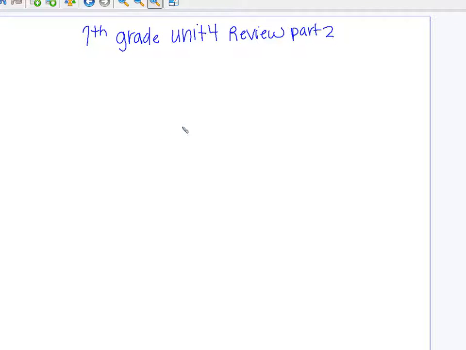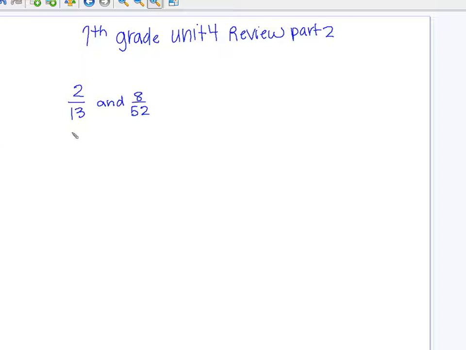Okay, this is going to be the 7th grade review part 2, and we worked on just answering are these ratios or are these rates that were given to us proportional. So let's start with something like this: 2 over 13 and 8 over 52.